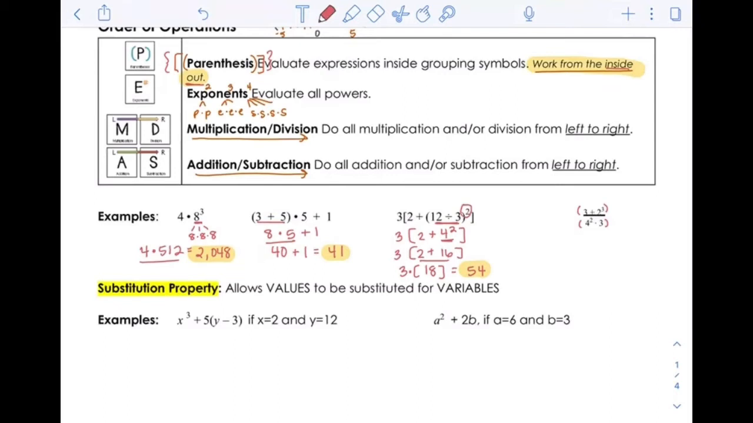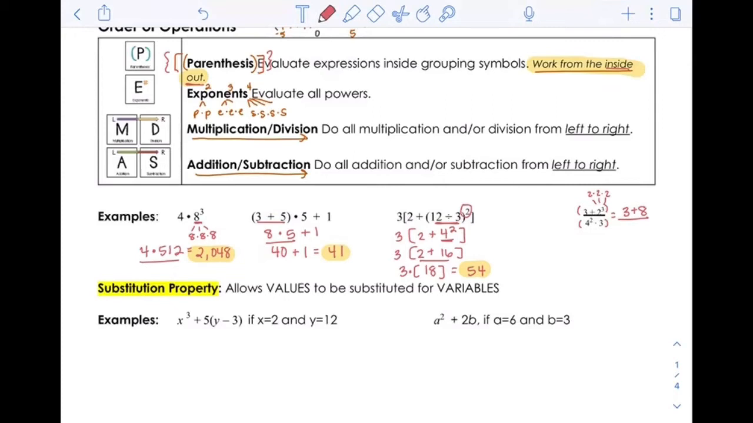So first I'm going to look only at the top. So I have 3 plus 2 to the third power. So I have addition and I have exponents. I'm going to do the exponents first. 2 to the third power means I have 2 times 2 times 2, which is 8. So I carry over the 3 plus, and this is 8.